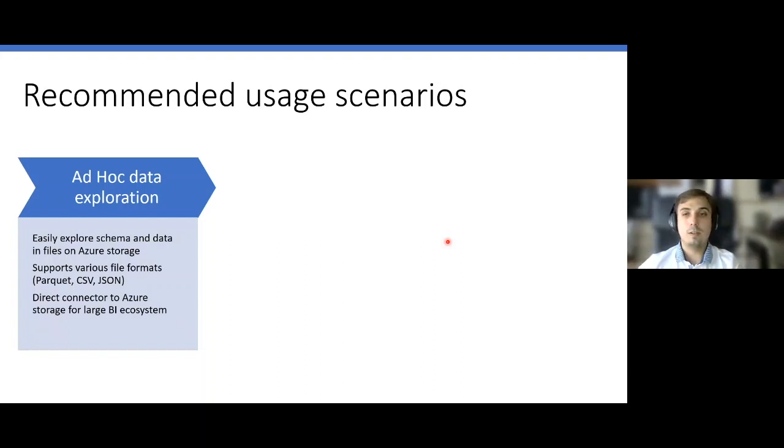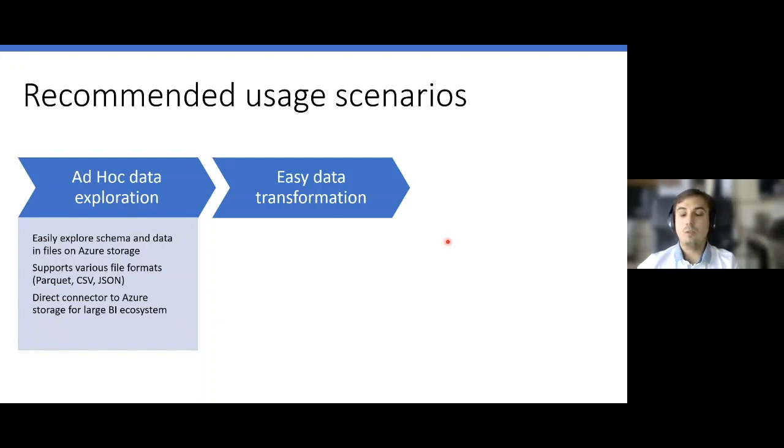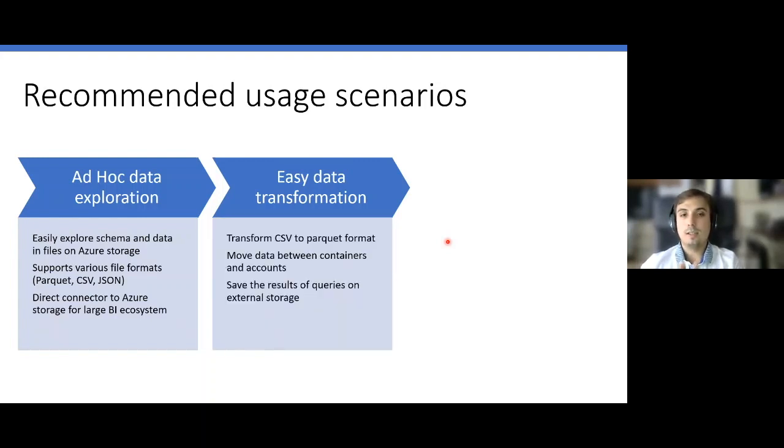After this first recommended scenario, there is a second one called Easy Data Transformation. In Easy Data Transformation, as you previously saw, you can transform your CSV, for instance, to Parquet file format, but you can go beyond that and move some data between containers and accounts in case you need that on your ADLS accounts. And you can save the results of queries you're executing on external storages, like with external tables or views. So you can utilize that later as an already predefined scenario or whatever you need.